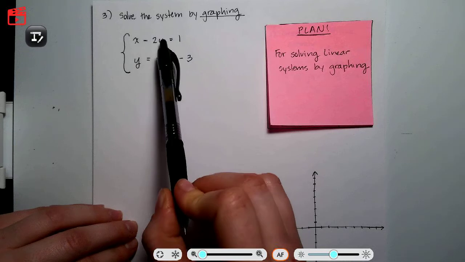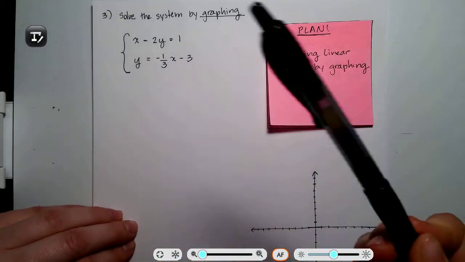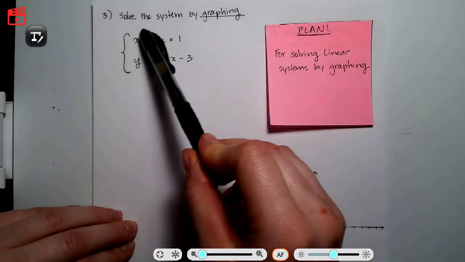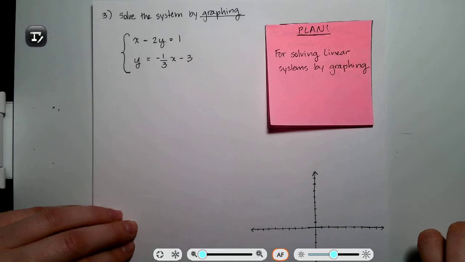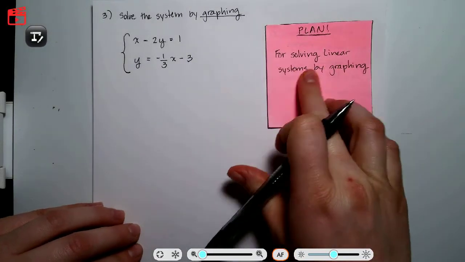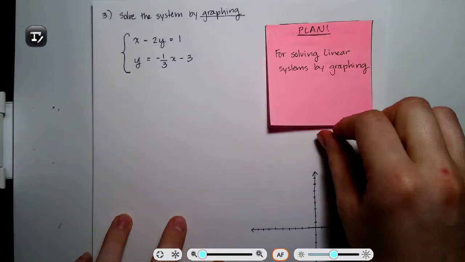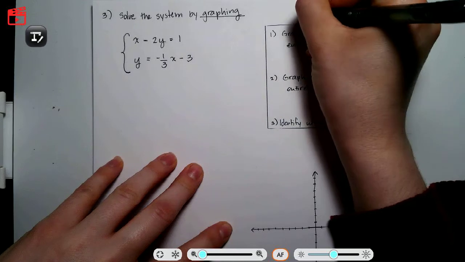All right, so notice my two equations are given next to this little squiggly bracket. That kind of indicates to my reader that we're looking at a system. Okay, so what would the plan be for this? Oh, look, there's a plan sticky note for solving linear systems by graphing. How neat. Let's take a look at the plan. All right, so the plan.